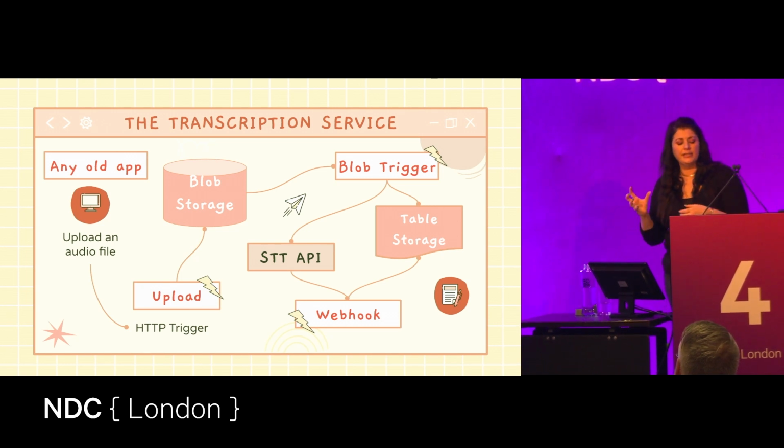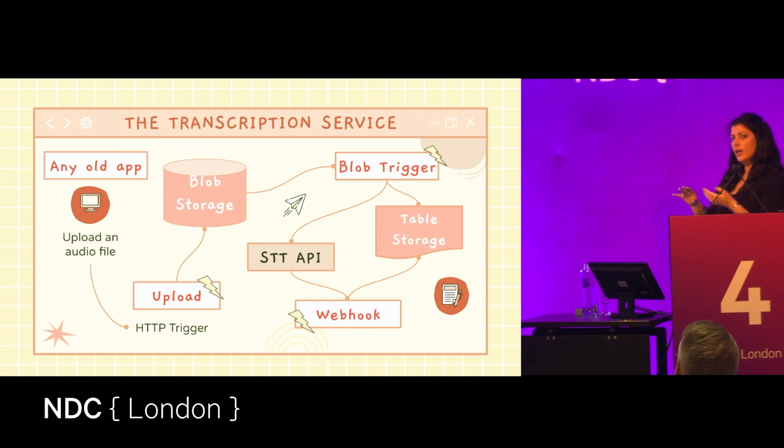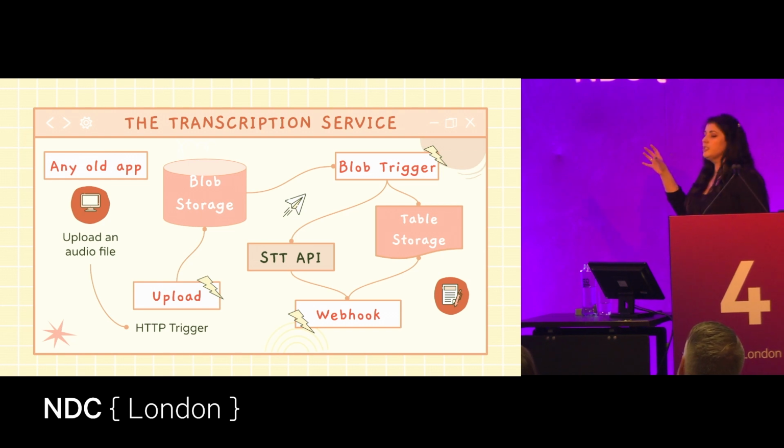And in this case, it's going to send off a request to a speech-to-text API, and it's also going to update table storage. It's going to create a row in there. And then finally, there's one more function, which is another HTTP trigger, which I use as a webhook. The speech-to-text API calls that webhook when it's done and ready, and then we go and get the stuff and write it to the table storage.